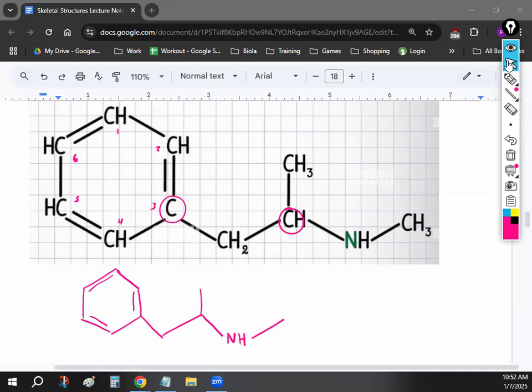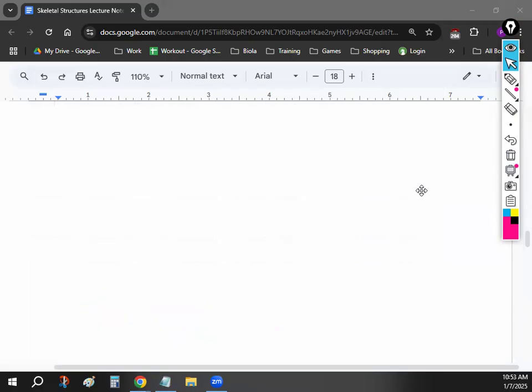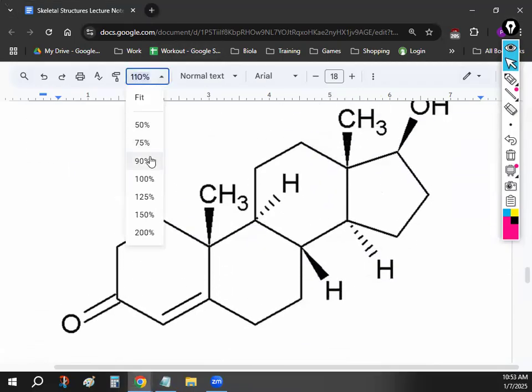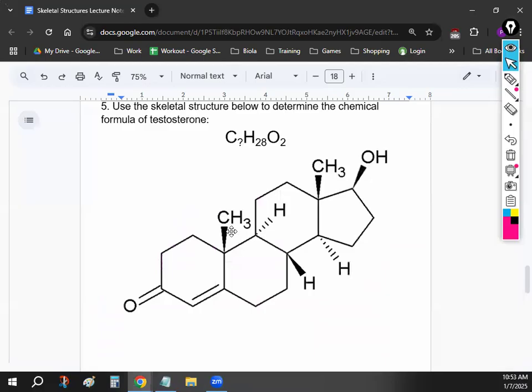Okay, but any questions on this? On your homework or your assignment today, you'll be drawing more skeletal structures like this, so you get some practice. Okay, but let's move on to the last thing for today. I'm gonna give you these big structures. I know, right? And this is skeletal. What I'm gonna have you do is look at this skeletal structure and finish the formula right here.